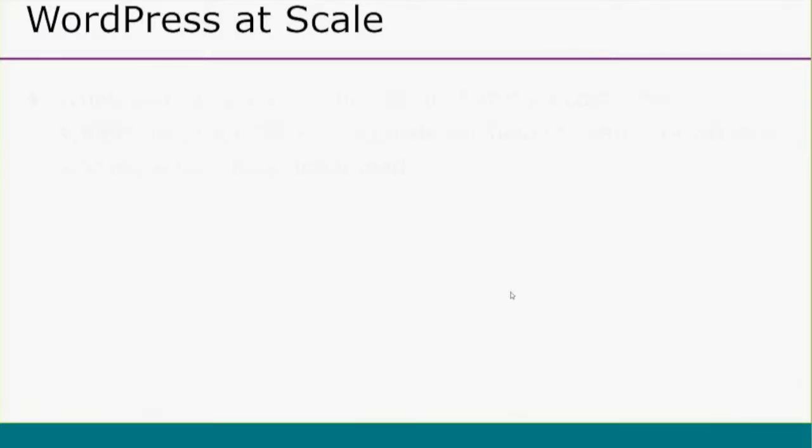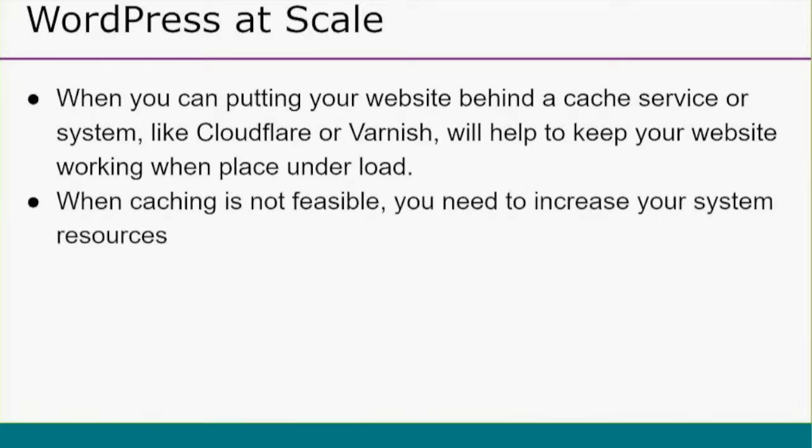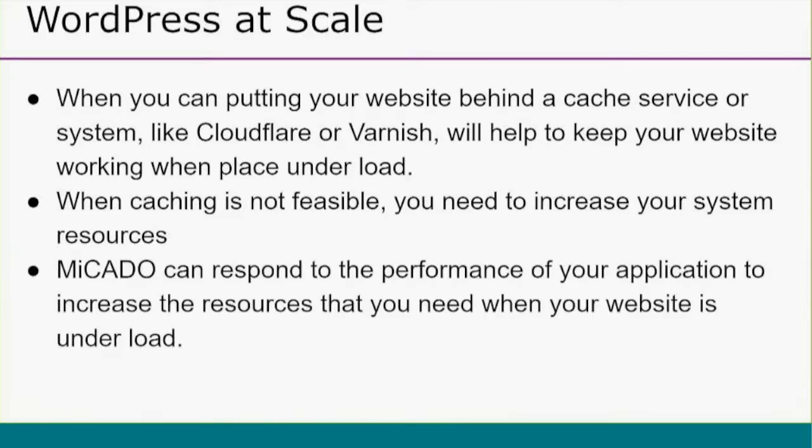When we're talking about WordPress at scale, or any website at scale, we'll often want to put the website behind a cache service or system, like Cloudflare or Varnish. But in some cases, this isn't feasible when you're expecting a large number of user interactions or delivering custom content. In a case like that, MiCADO can respond to the performance of your application to increase the resources that you need when your website is under load.